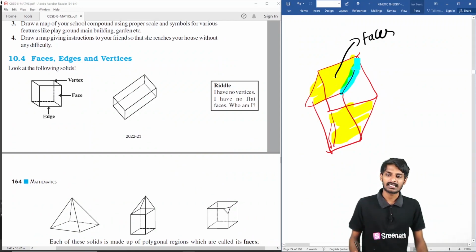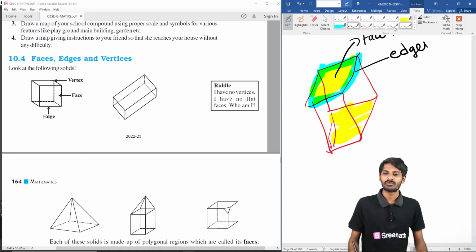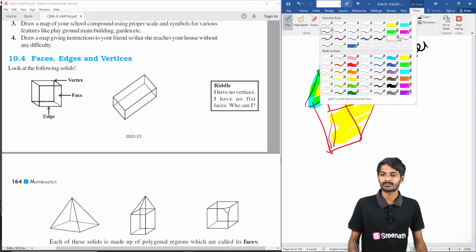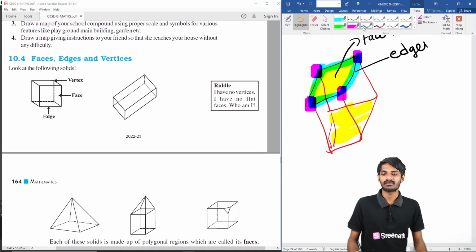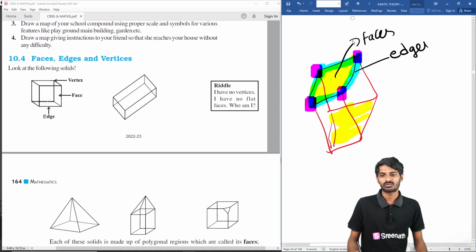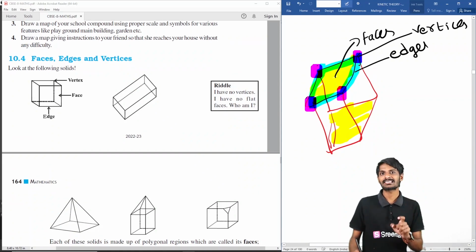If you see here, these are the edges. What are these? Edges. Then if you look at this, what is it? It is the vertices. These are the vertices, the corners. The corners are called the vertices, friends. The corners we call the vertices. The line segments joining the vertices are the edges. And if there are 4 edges, then it is a face.